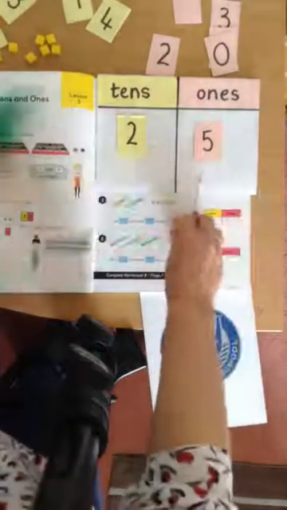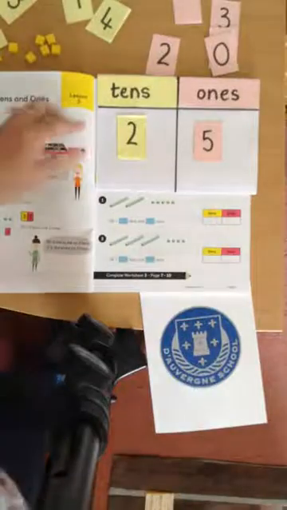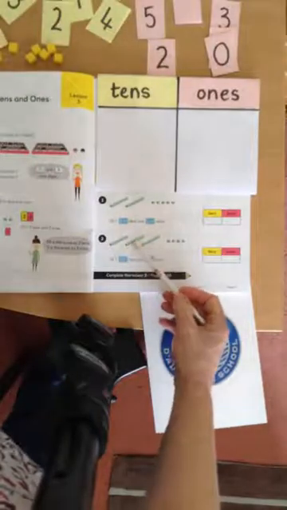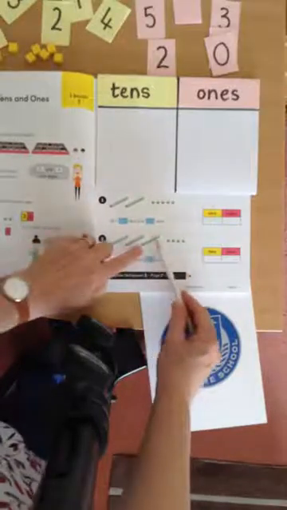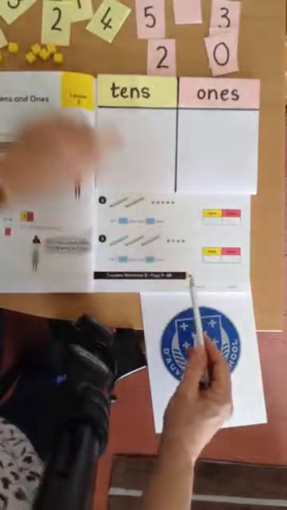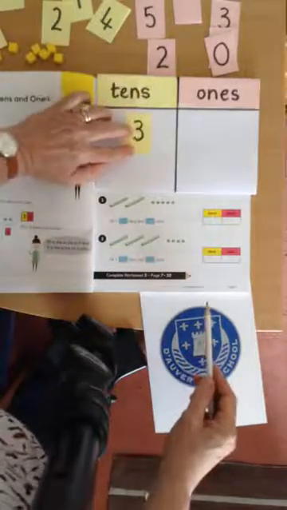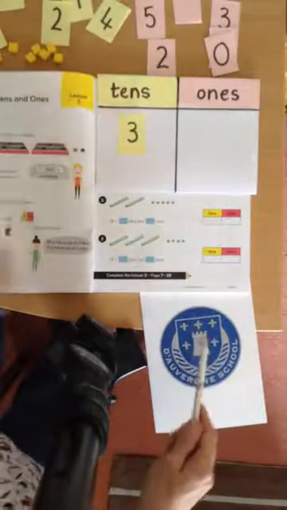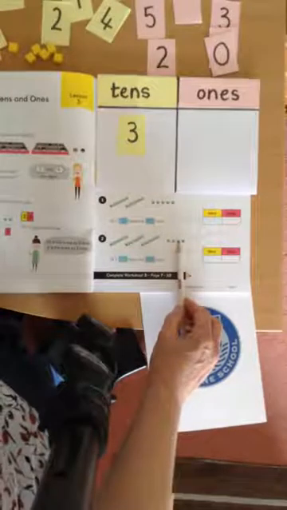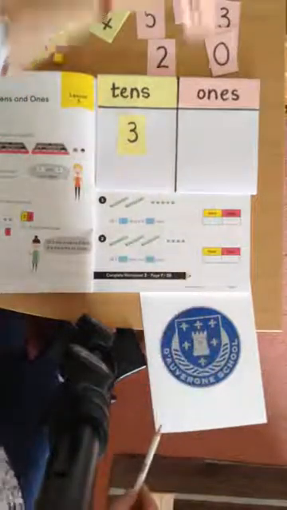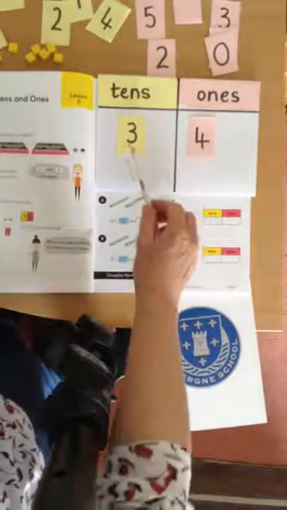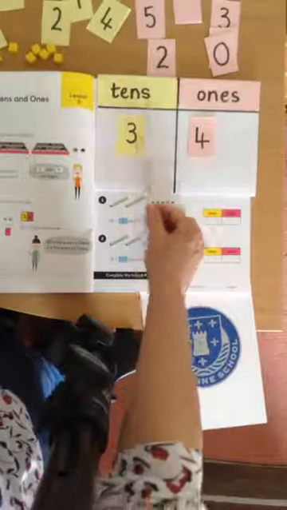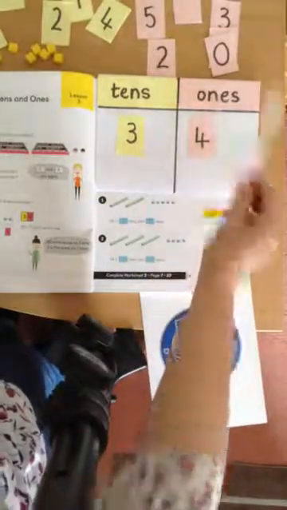Let's see if we can split it up into 10s and 1s. So how many 10s sticks did we have? 1, 2, 3. So 34 is how many 10s? That's 1 10, 2 10s, 3 10s. So I put my 3 in my place value chart. 3 10s, and how many 1s have I got? 1, 2, 3, 4, and I put my 4 1s into my place value chart, and I've got the number 34. 3 10s, 4 1s.